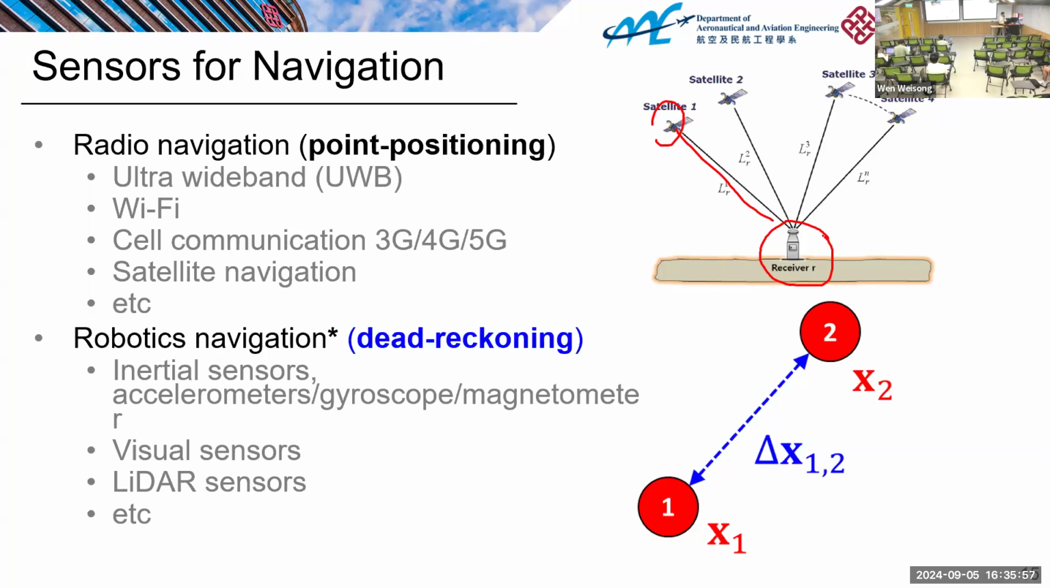For example, ultra wideband, called UWB, is also a kind of technology to measure distance, to measure range. The others are Wi-Fi, cellular communication based on 3G, 4G, 5G, and also satellite navigation. So this is the so-called point positioning. Point positioning directly determines a single-point position based on the information of a single timestamp.